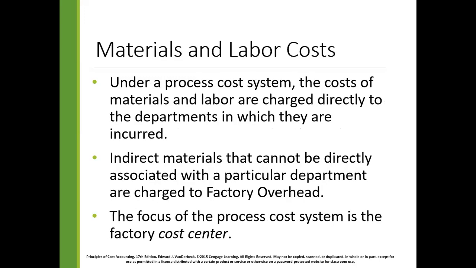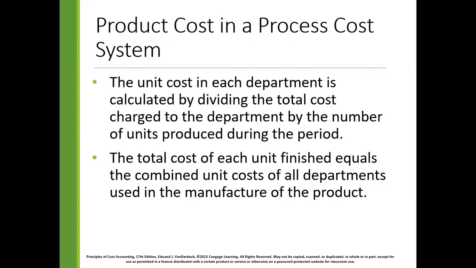Materials and labor cost. Under a process cost system, the cost of materials and labor are charged directly to the departments in which they are incurred. Indirect materials that cannot be directly associated with a particular department are charged to factory overhead. The focus of the process cost system is the factory cost center.